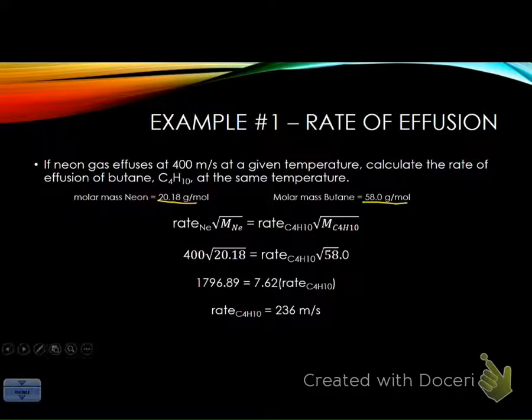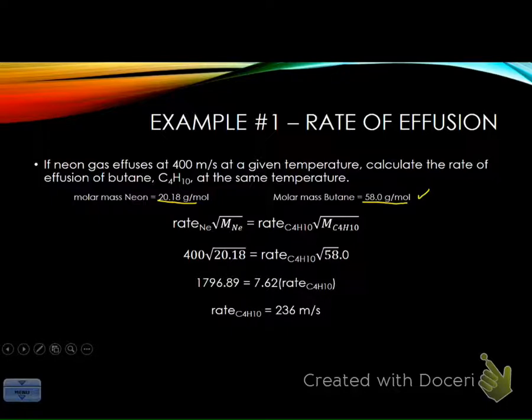We can predict that butane is going to have a larger rate of effusion than neon because it's heavier. So we should expect a number smaller than 400, because it's so heavy it's going to be slower. So we plug into our equation. I picked this form of the equation. So I just copied this over from the previous slide, and I'm plugging in my numbers.